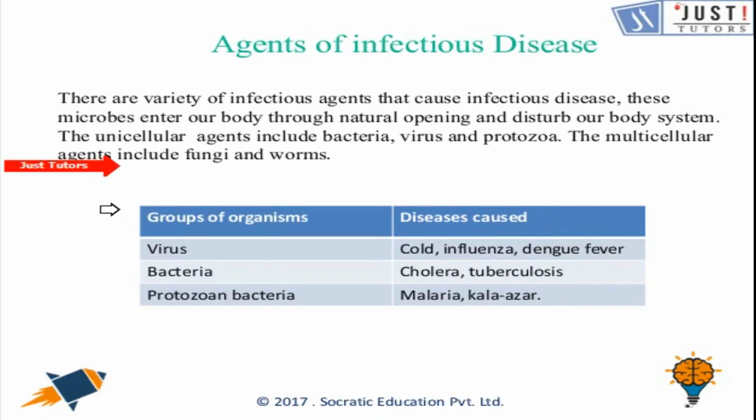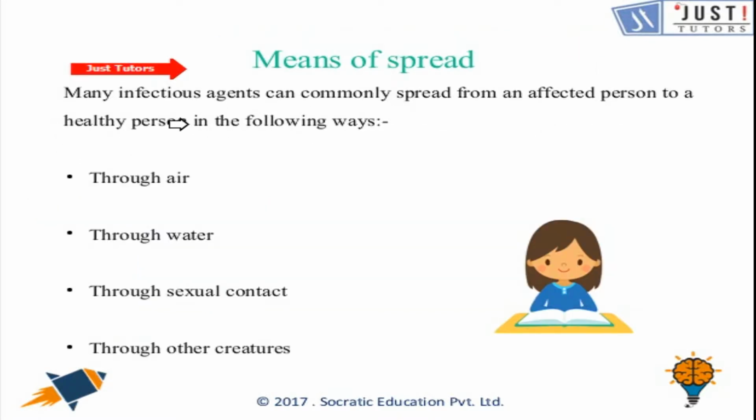Here you can go through the given chart and have a look at which disease is caused by which group of organisms. Let's move forward and talk about means of spread. Many infectious diseases can commonly spread from an infected person to a healthy person in the following ways. The first one is through air.